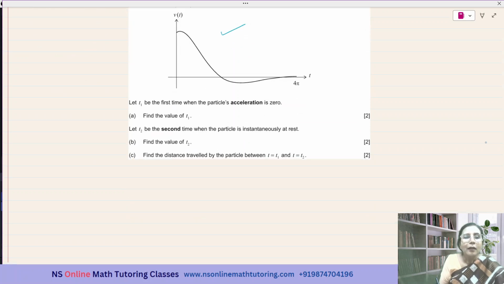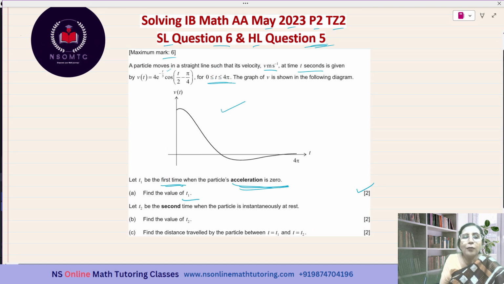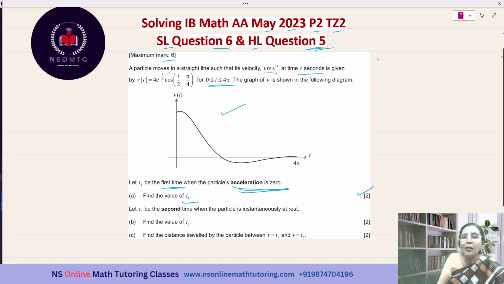And it is saying let t1 be the first time when the particle's acceleration is equal to 0. So part A's question is find the value of t1. It is containing 2 marks. Now, in order to answer this question, we should be knowing the relation between acceleration, instantaneous acceleration, and the velocity.